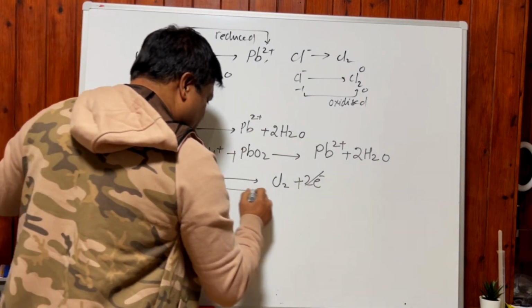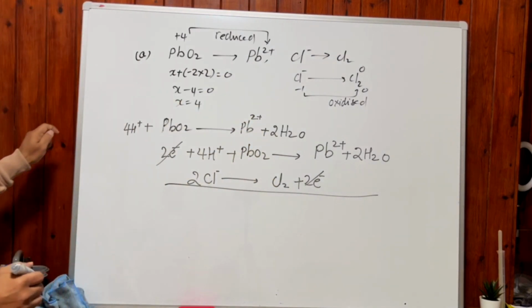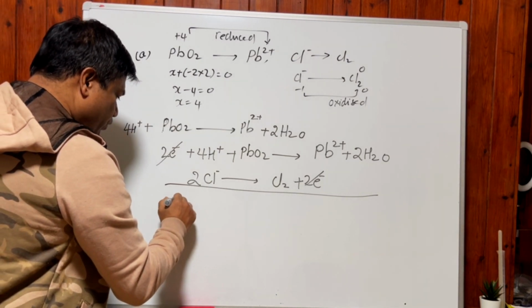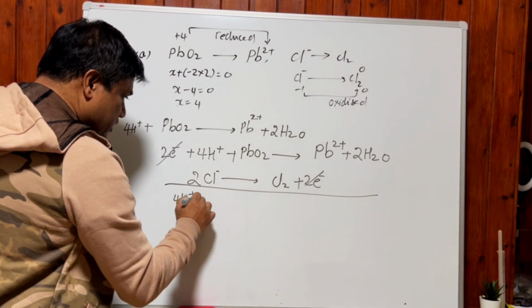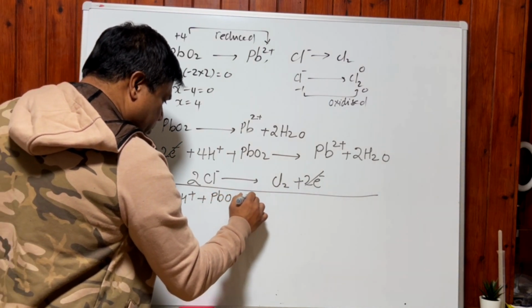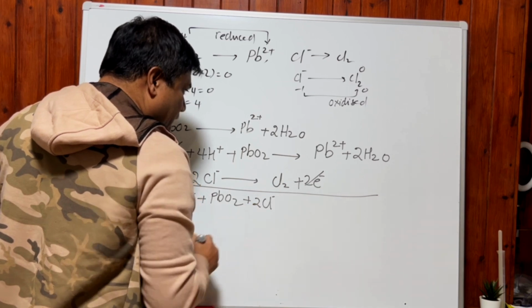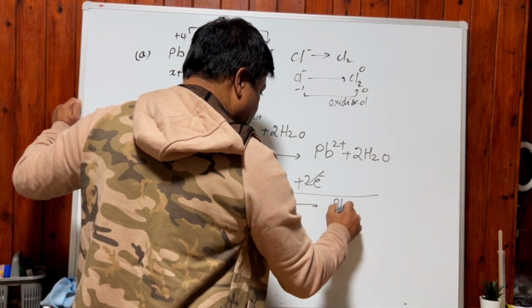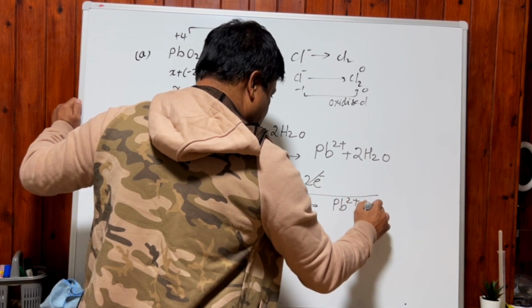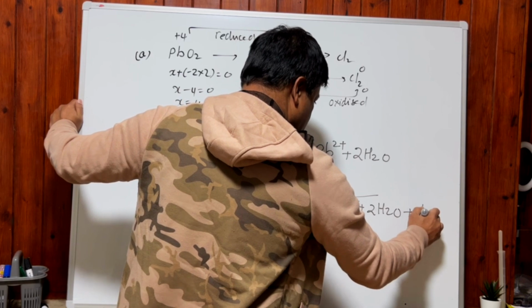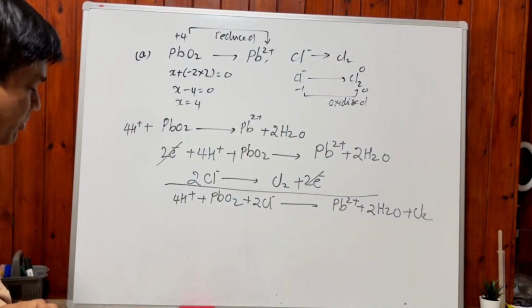Add them up. Reactants on the reactant side and products on the product side. So 4H plus plus PbO2 plus 2Cl minus becomes Pb2 plus 2H2O plus Cl2. Check whether the reaction is balanced or not.